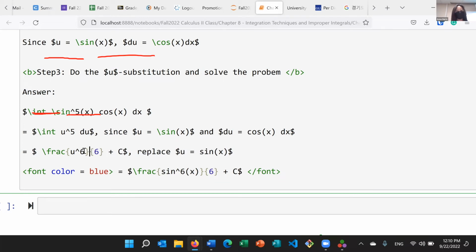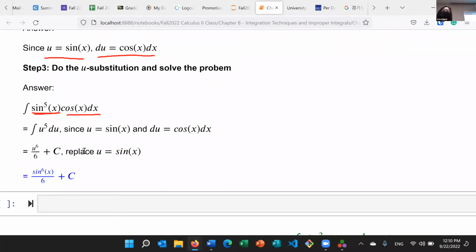I'll update it for you guys. So that'll be u to the 6 plus what? C. Now what do you replace u with? Sine x. So your answer is sine to the 6 of x over 6 plus what? C. Then you're done.